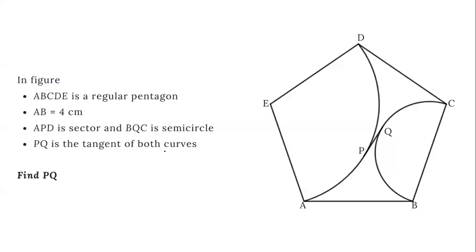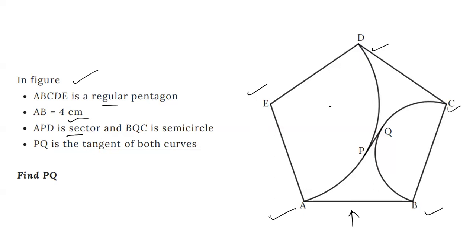So hello guys, in this video we are going to solve this problem. In this problem it is given that in the figure ABCDE is a regular pentagon. AB is 4 centimeter. So this side length is 4 centimeter.